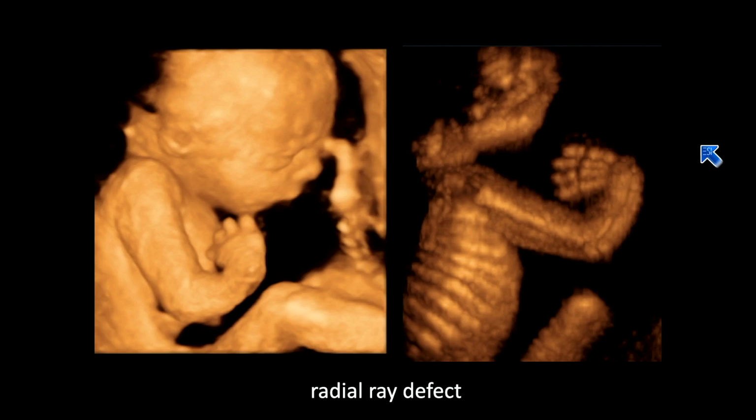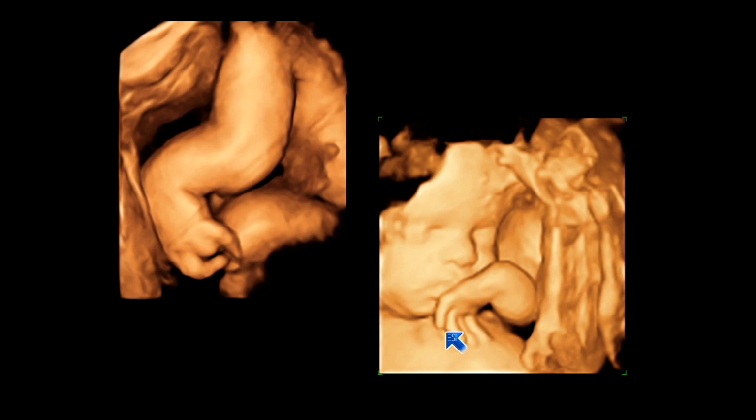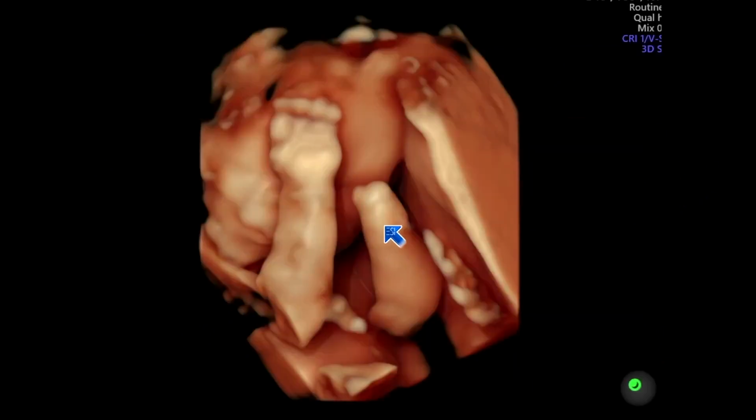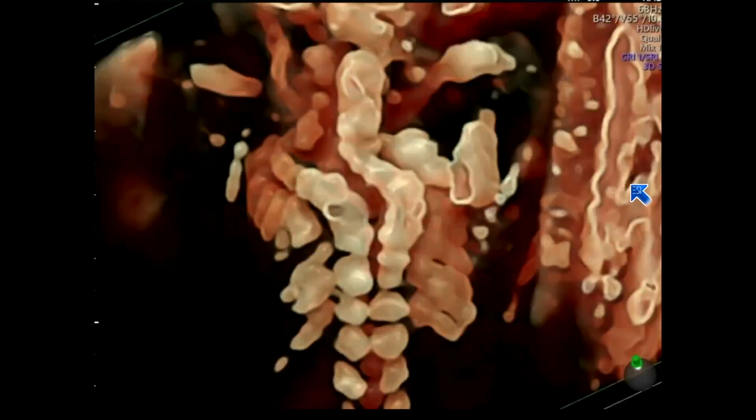Radial ray abnormalities, very common with VACTERL. These can range from complete transverse amputations, radial ray defects, absent thumb, etc. Here's just a whole host of other ones from years and years of collecting them. Here's a baby missing the left hand with just a little bit of a nub in here.